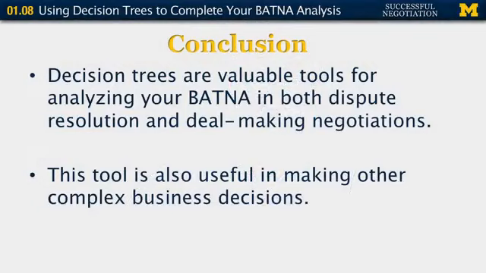So the weighted average, or the so-called expected value of acquiring Company A is 16.5 million, which is still quite a bit higher than the value of Company B. So if you'd use just a decision tree analysis, forgetting about emotions, forgetting about attitude toward risk, the logical decision would be to acquire Company A. So in conclusion, decision trees are valuable tools for analyzing your BATNA in both dispute resolution and deal-making negotiations. And this is a tool that you should also use for making other complex business decisions.